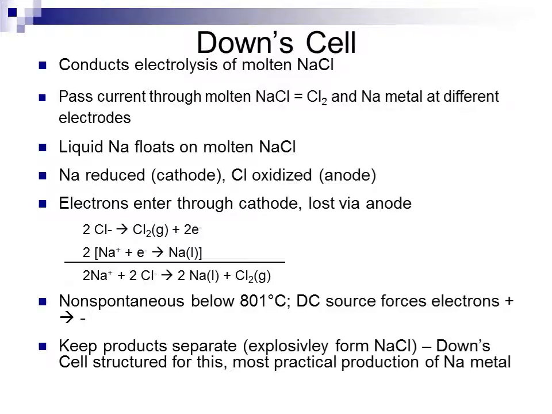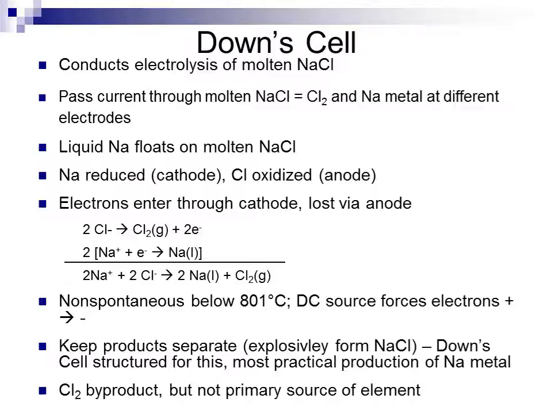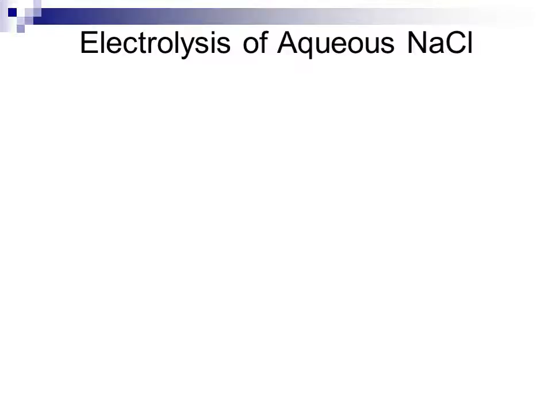We keep the products separate because any sort of contact between the sodium and the chlorine will cause a highly, explosively reactive production of sodium chloride back again. So what we just produced as chlorine and sodium would revert back to sodium chloride explosively. As we saw, the structure of the Downs cell is designed in such a way as to make sure that this doesn't happen. Now, the Downs cell is the most practical production of sodium metal.